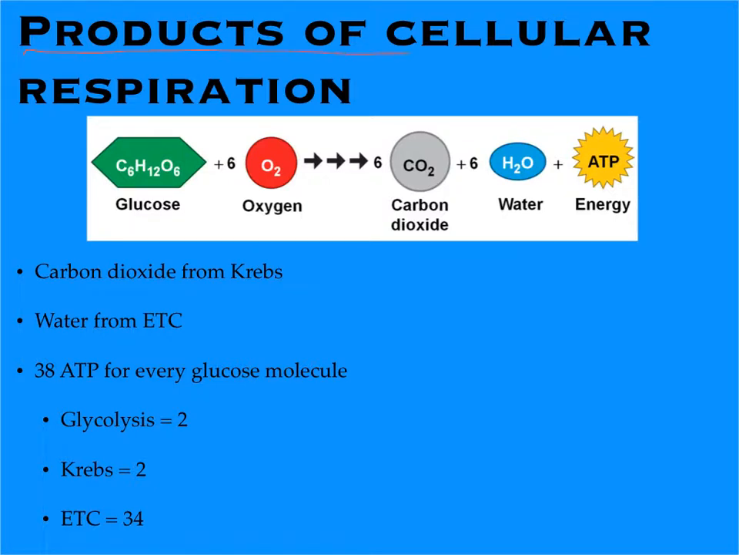So where are these products produced in cellular respiration? Carbon dioxide is coming from the Krebs cycle, so that's coming out in that first part of aerobic respiration, called the Krebs cycle. Water is coming from the electron transport chain, the very end of it. For every glucose molecule, we'll get 2 ATPs from glycolysis, 2 from Krebs, and up to 34 for electron transport chain, which is a total of 38 ATPs produced. However, it takes 2 molecules of ATP to fuel glycolysis, so the net gain is 36 ATP maximum.